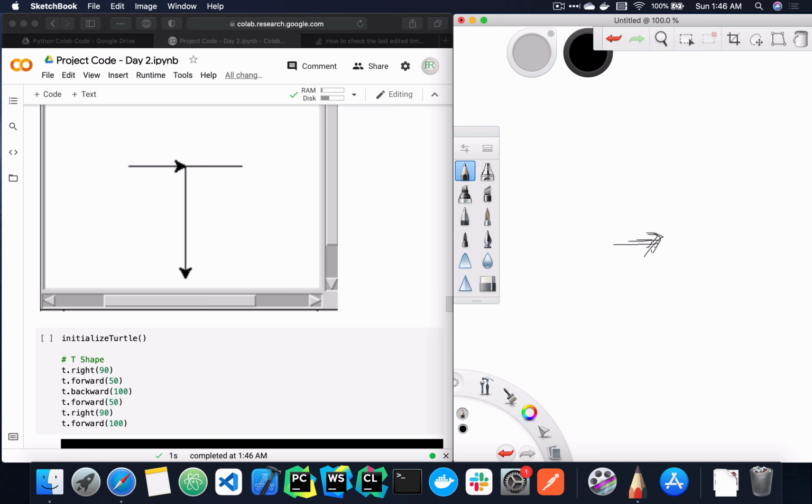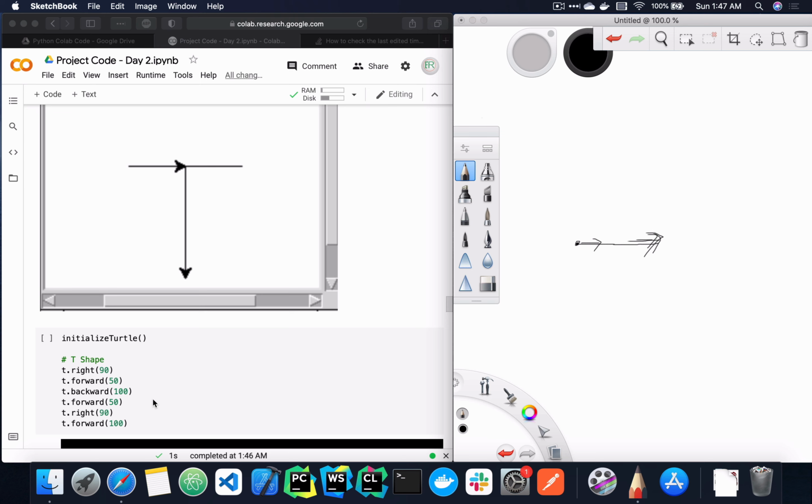Then we go backwards by 100 pixels. Because this is 50, we go back to the start point, and then we go back again by another 50. So then it's 100, so the length of this is 100. Notice our turtle will be here, but it'll still be pointing in this direction.